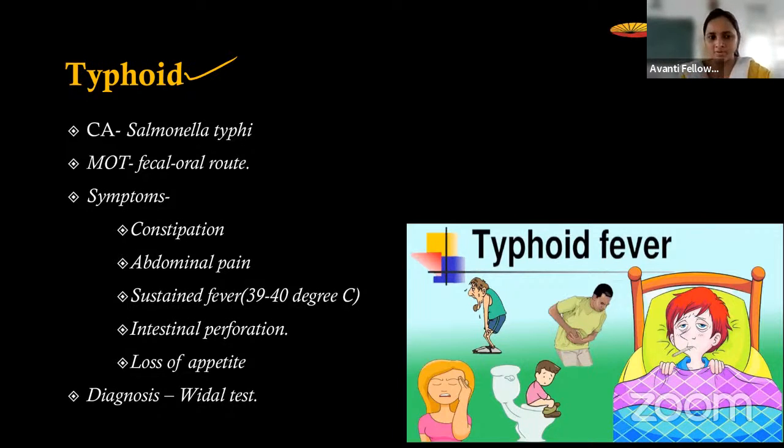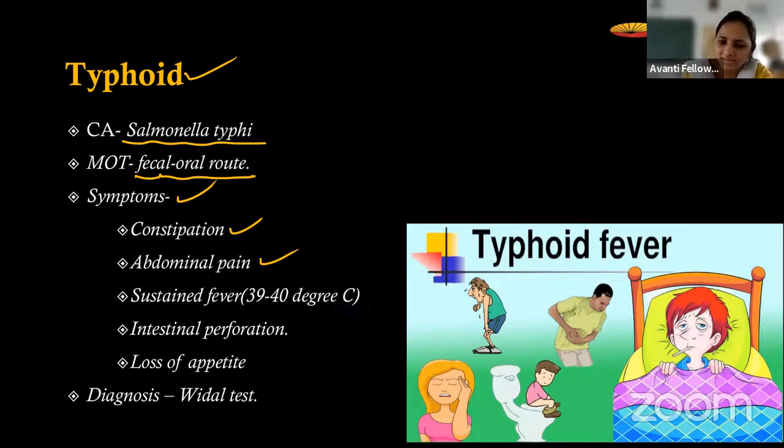It is normally a fever, I have told you, right? It is caused by Salmonella typhi. How is it transmitted, student? It is transmitted by the fecal oral route. Remember this. Then what are the symptoms when we get typhoid? You are going to be a future doctor, so you have to know the symptoms. Constipation, abdominal pain, sustained fever, intestinal perforation, and loss of appetite.